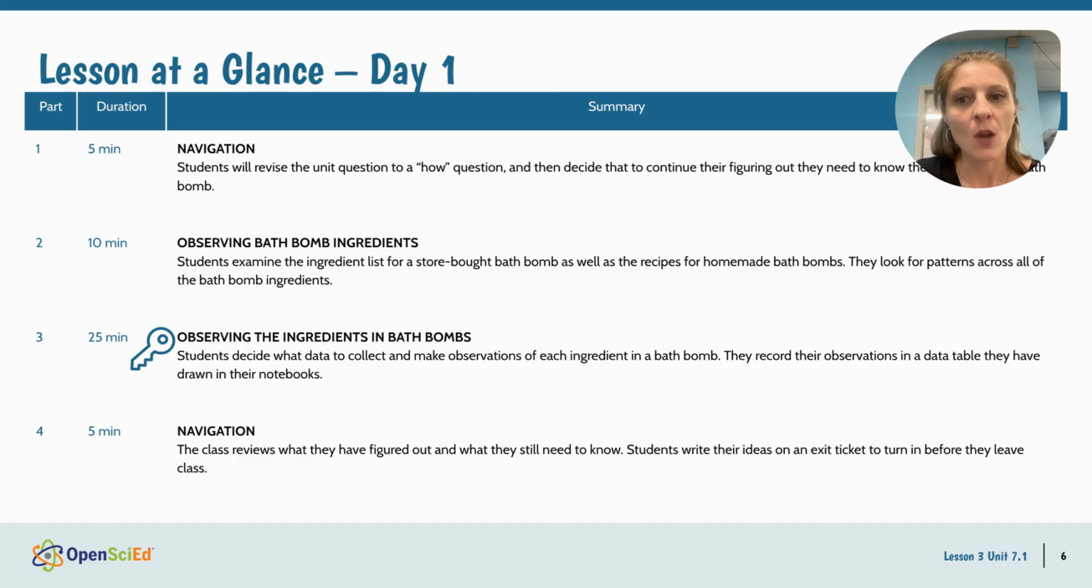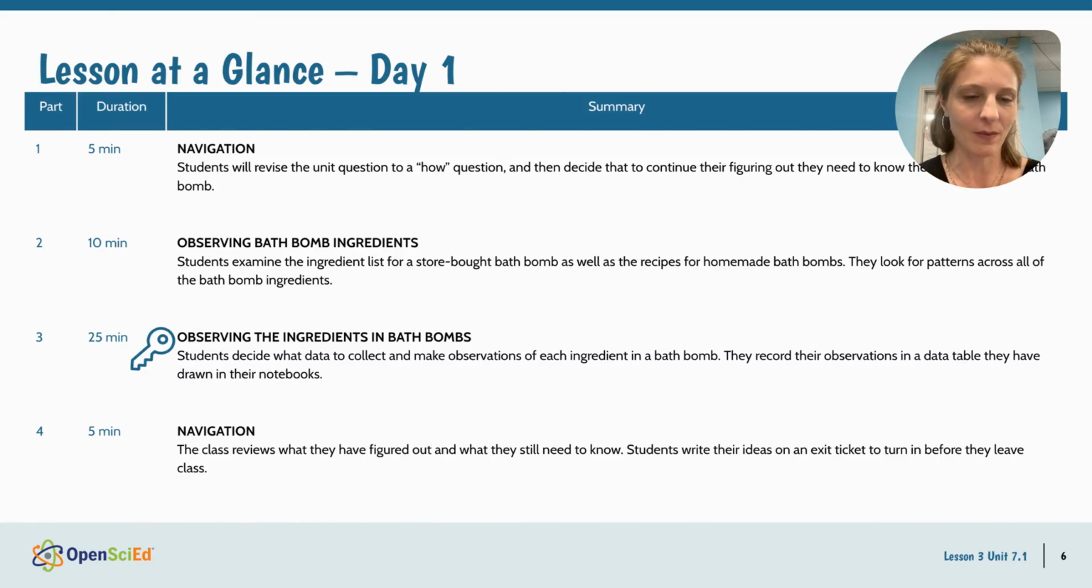On day 1, we observe the bath bomb ingredients, without just looking at them. And so how did they get there? Well, they say, we want to know what the ingredients in a bath bomb are. So you provide them a list of ingredients from all of the homemade bath bomb recipes and the store-bought bath bombs. They look for patterns and find out that there are 10 common ingredients. Once they see that there are 10 common ingredients, they ask to observe the bath bomb ingredients, and that concludes day 1.